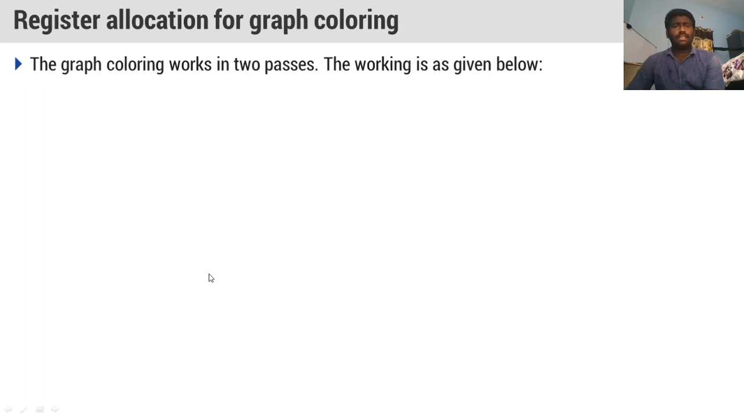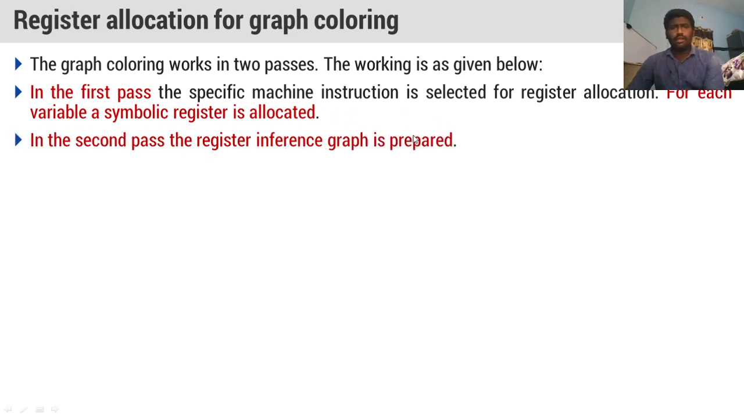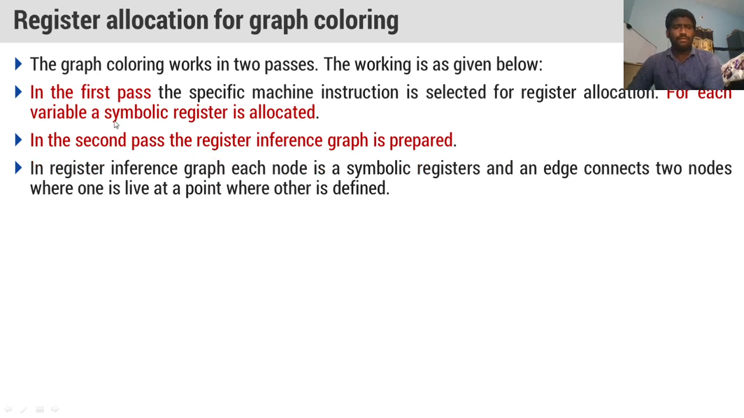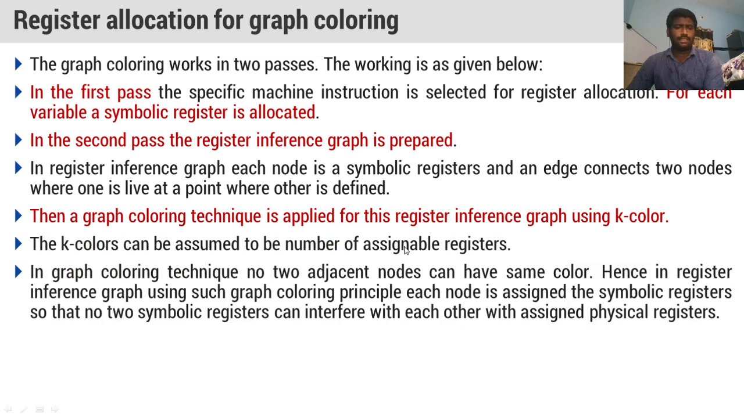Next one is register allocation for graph coloring. Graph coloring works in two phases, first pass and second pass. In the first pass, the specific machine instruction is selected for register allocation, and for each variable a symbolic register is allocated. In the second pass, the register interference graph is prepared. Then a graph coloring technique is applied to the register interference graph using K colors. So this is called the graph coloring technique.